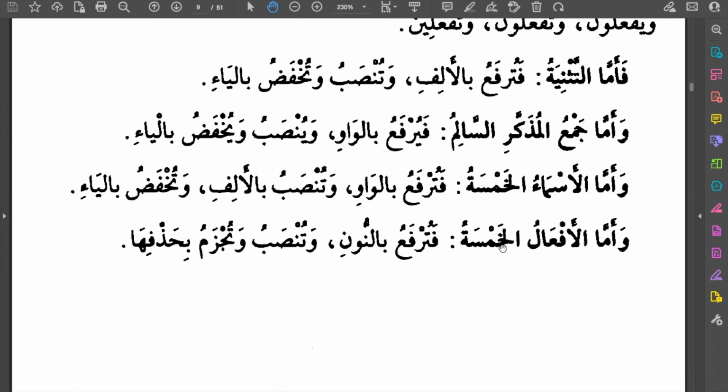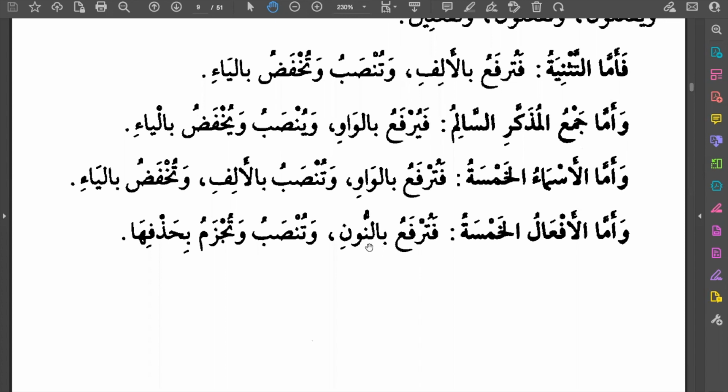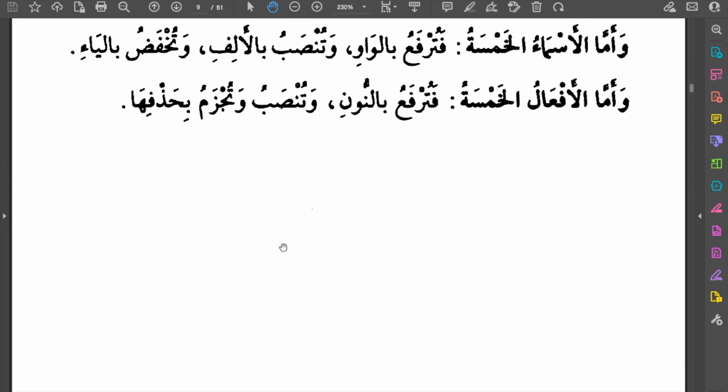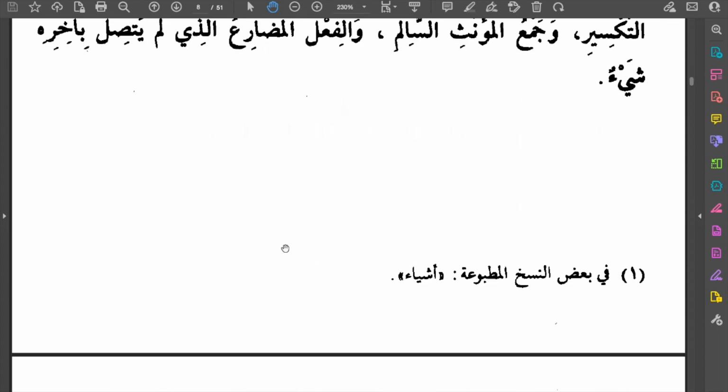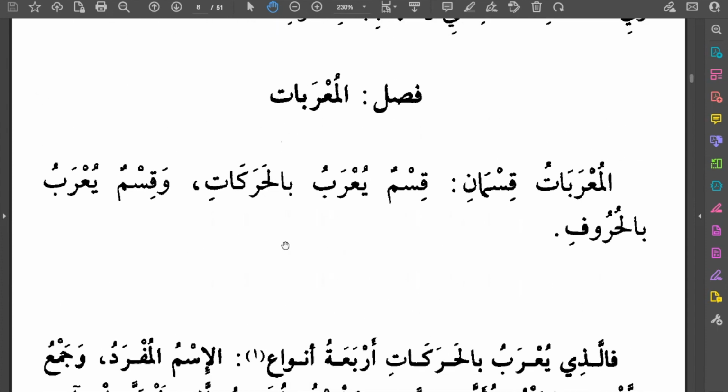وأما الأفعال الخمسة, as for the five verbs, فترفع بالنون يفعلون, وتنصب وتجزم بحذفها لم يفعلوا. That's clear also, inshallah. And with that, alhamdulillah, we've covered the chapter of معرفة علامات الإعراب.